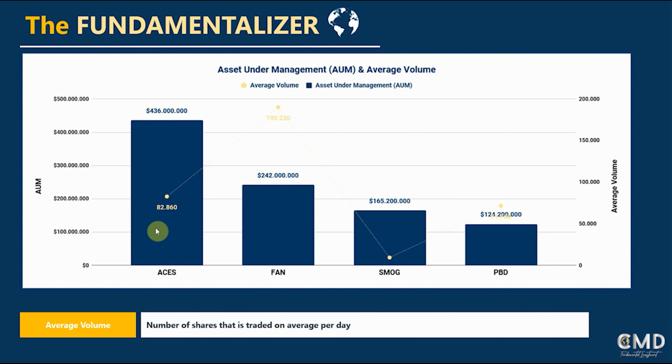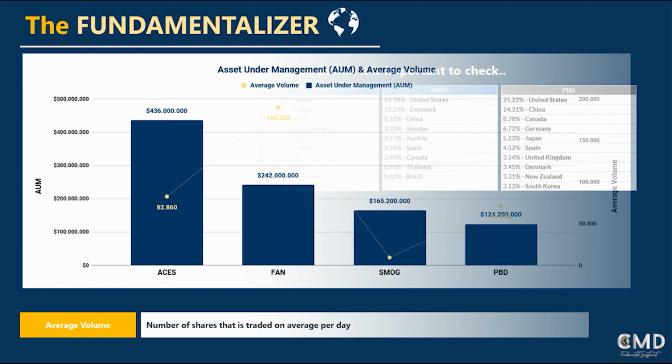So we can see here ACES, FAN and PBD are relatively liquid, but SMOG, it's only 9,000 shares per day. So it's not that many. But in general, for the three others, they are relatively liquid, no issues there.